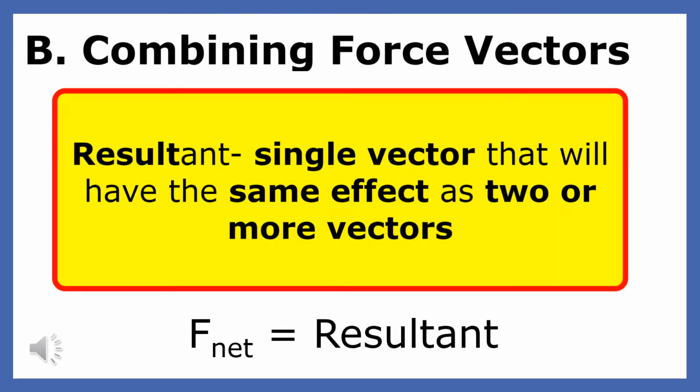In the beginning of this presentation, I talked about how the net force on an object determines its acceleration. Another term for net force is resultant. The resultant is the single vector that will have the same effect or result as two or more vectors. So remember, net force is the same as resultant.